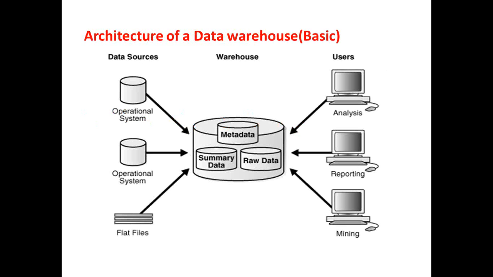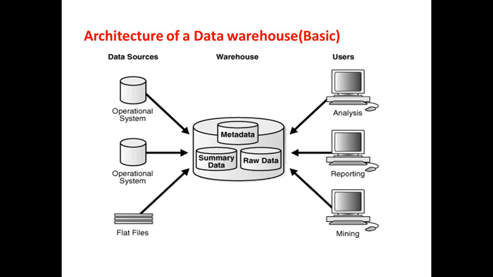And coming to the architecture. The architecture of a data warehouse is just a basic architecture. If you see in the left corner, there are data sources. There are 3 different types of data sources: the operational systems, a second operational system, and the third one is the flat files. I have connected 2 operational systems and 1 flat file source to the data warehouse. We read the data from these different sources, operational systems and flat files, and load the data into the data warehouse.